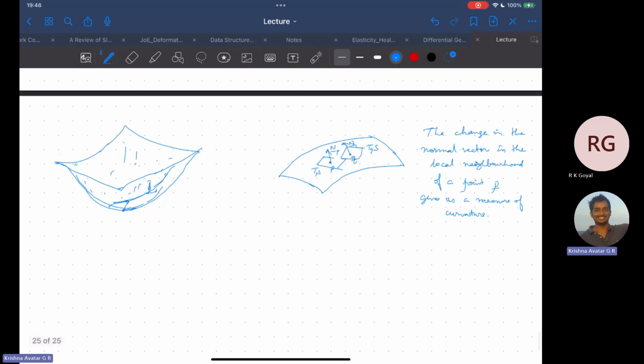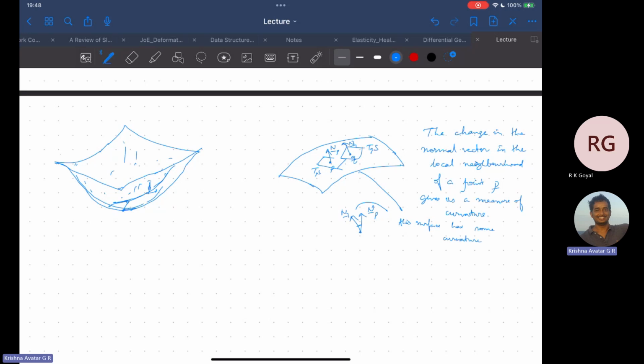Right? So you'll ask, okay, fine, but how? The thing is, if you bring both these normal vectors together and set them at a common point, then we see that this was NP and this is NQ. And you can clearly see that they are not aligned. There is some angle between them, which means there is curvature. This surface has some curvature.